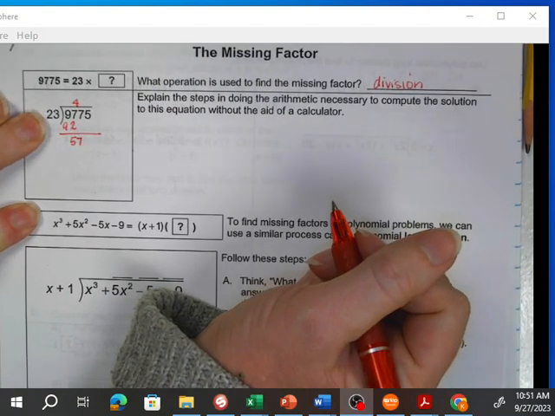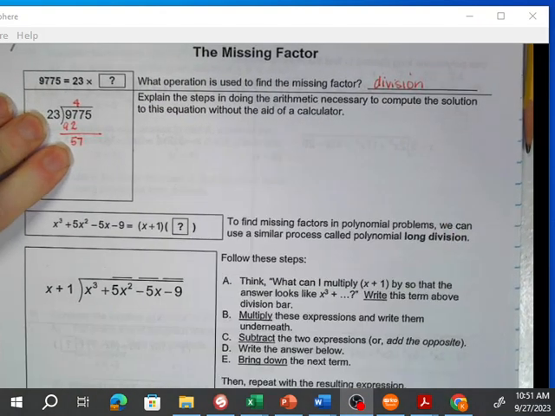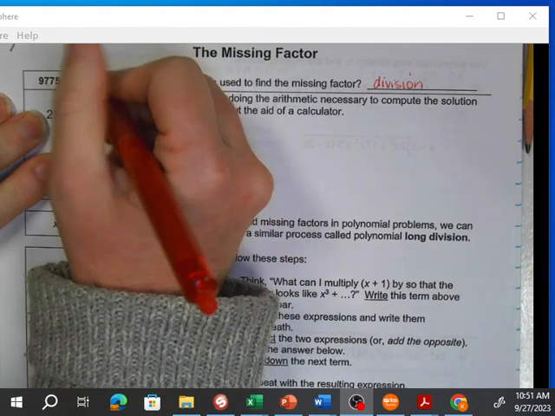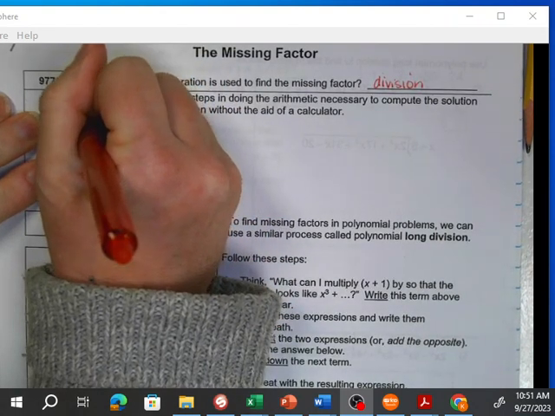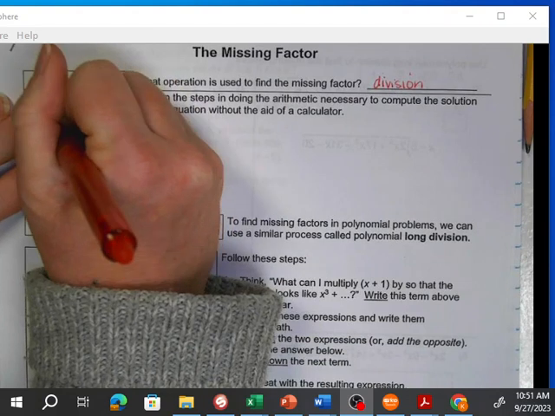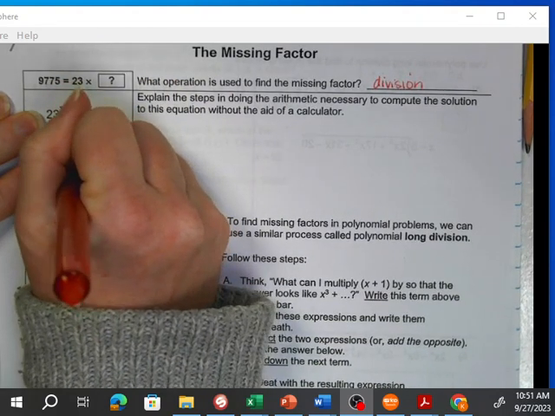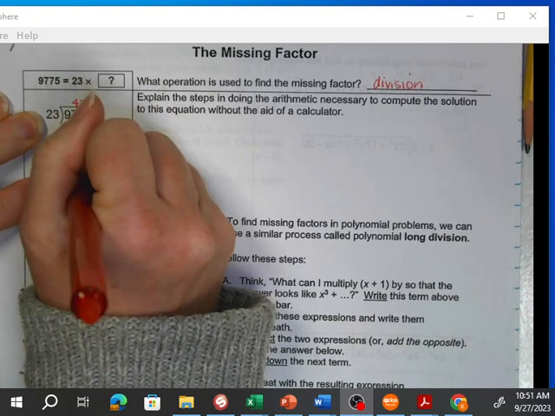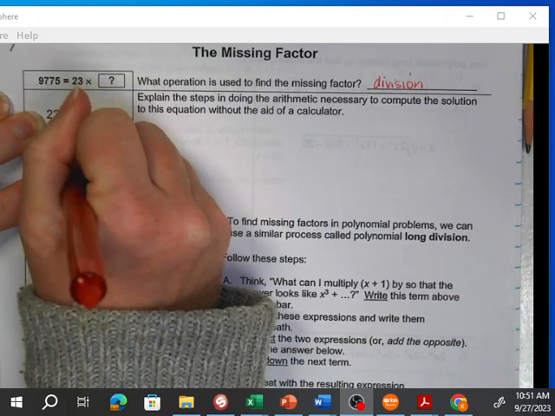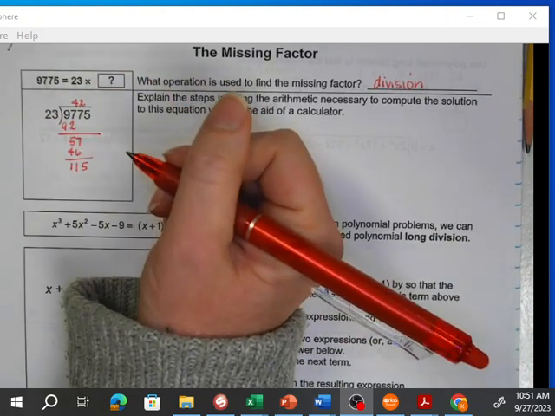So now how many times will 23 go into 57? Twice. So then you multiply. 2 times 23 is 46. Now we subtract. That leaves me 11. And bring down the 5. So how many times will 23 go into 115?